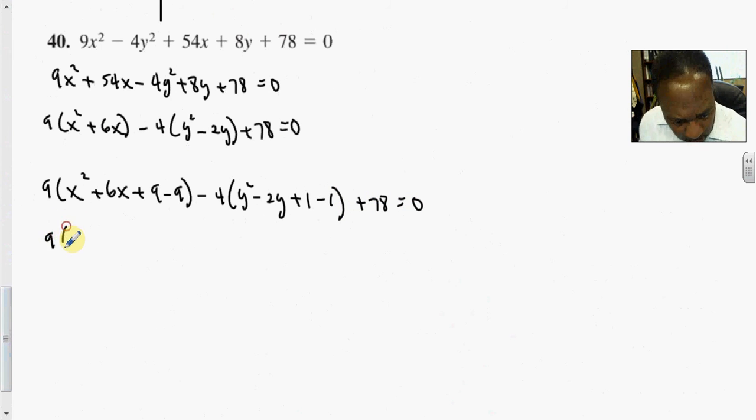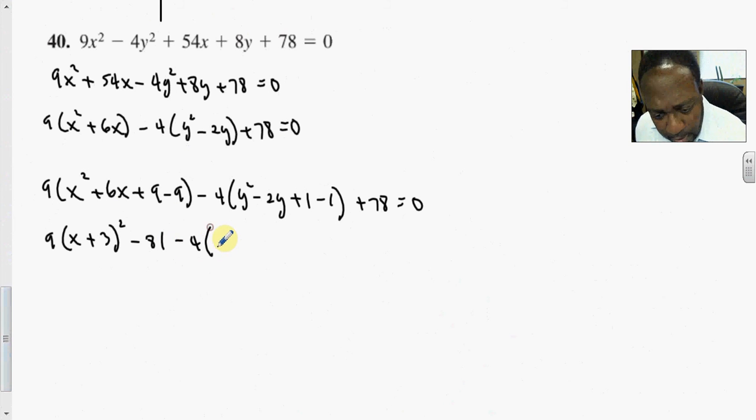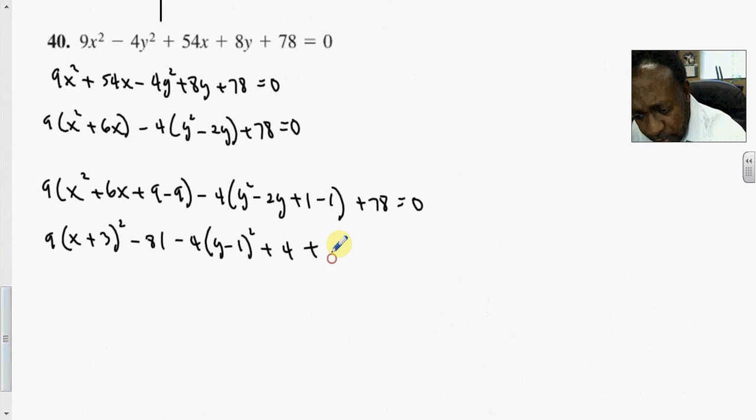So now we're going to take the negative part out and then complete the square. That is, just get the perfect square trinomial. This is x plus 3 to be squared, then minus 81. 9 times -9 is 81 on the outside. Minus 4 times, look at these 3 terms here. It gives us y minus 1 to be squared. -4 times the -1 is plus 4 on the outside. Plus 78 equal to 0.